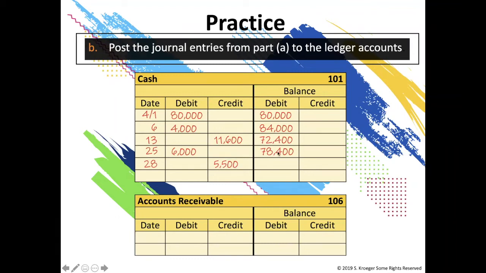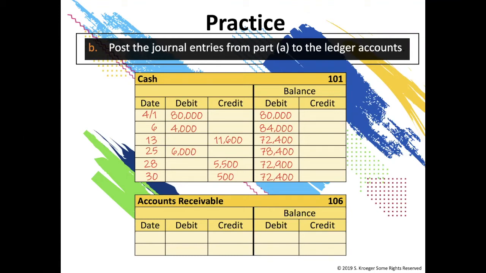Since these are on opposite sides, we're going to subtract. We have a debit balance, and if we did a credit, it offsets it. We subtract these numbers, we get 72,900. Our final entry would be on the 30th. There was a credit of 500. Once again, we're going to subtract, and we get 72,400 as our final balance.